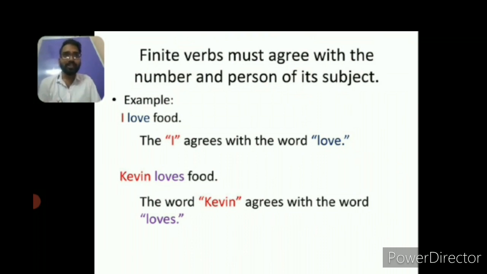Finite verb must agree with the number and person of its subject. Now, what does number mean? Singular number and plural number. Now, I love food. Here, I and love. Love is my verb here. I agree with the word love. Similarly, see Kevin. Kevin loves food. So, Kevin is singular number. That's why I take a singular verb. I hope you understand this.